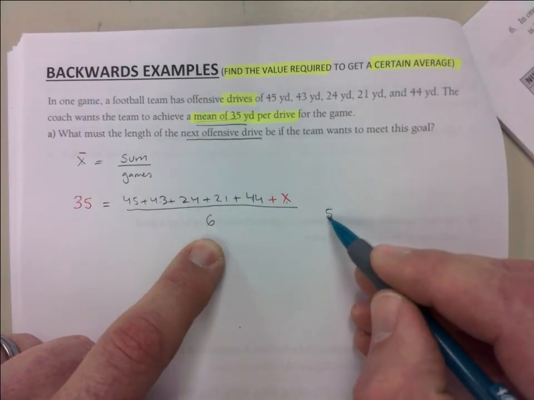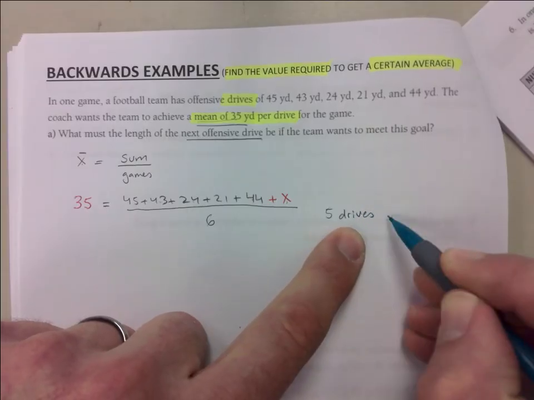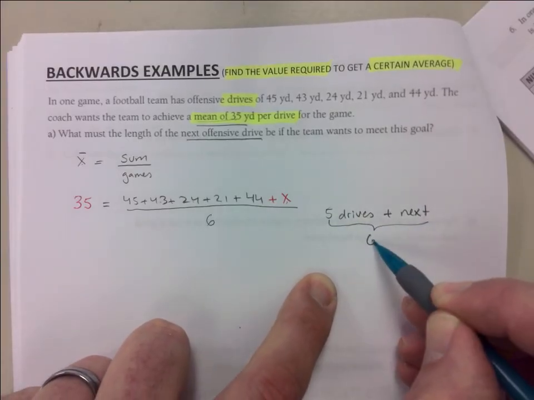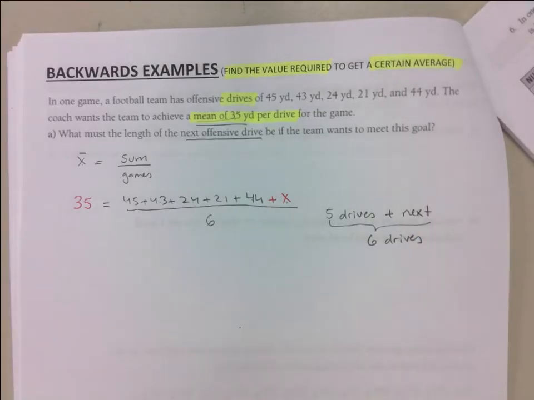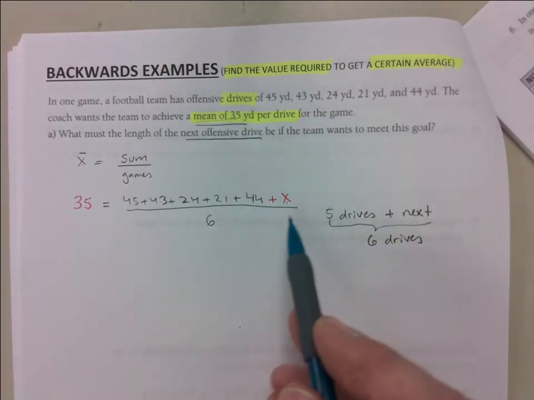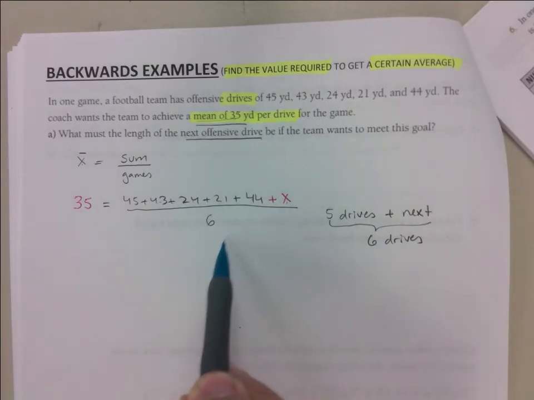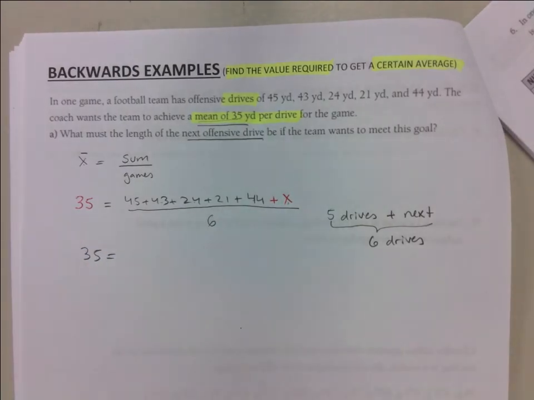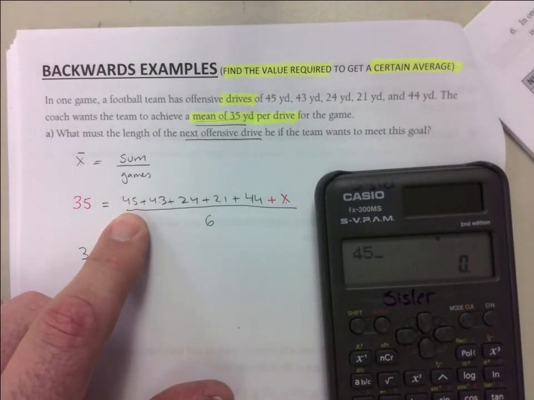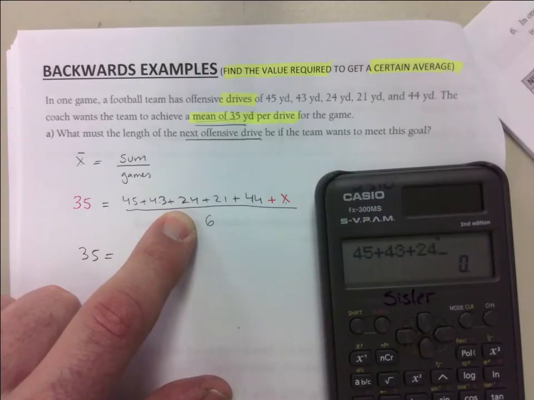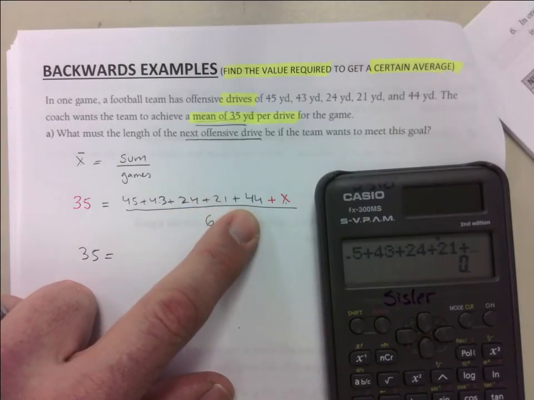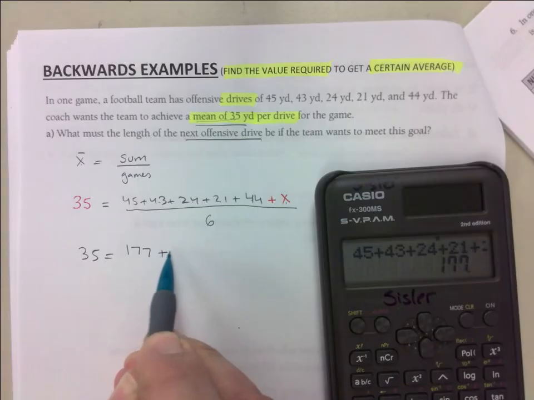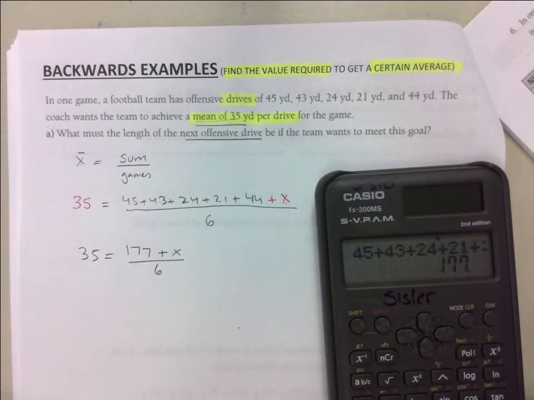So 5 drives plus the next drive, right? That is 6 drives that we're considering. Same with a test. If you figure out that next test score, you've got to include that in your total here and consider that when you're dividing. So let's clean this up. 35 is equal to, grab your calculators, just add up the first couple of numbers. Okay, 177 plus x over 6.